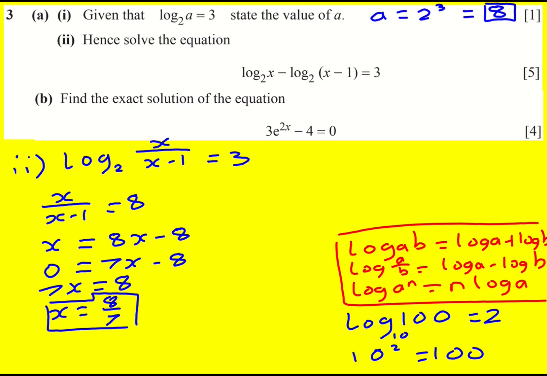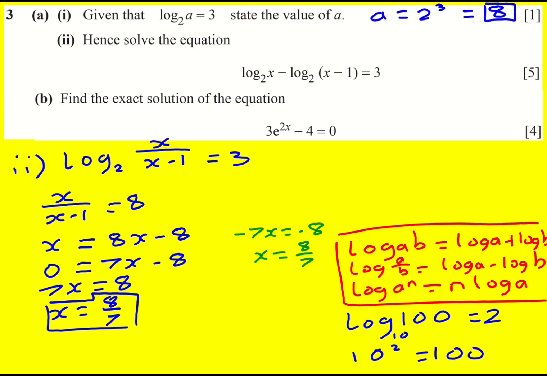If you prefer, you could minus the 8x from both sides to give minus 7x equals minus 8, and then divide through by minus 7. Okay, we will get the same thing. There's less steps here, but you end up with negatives.